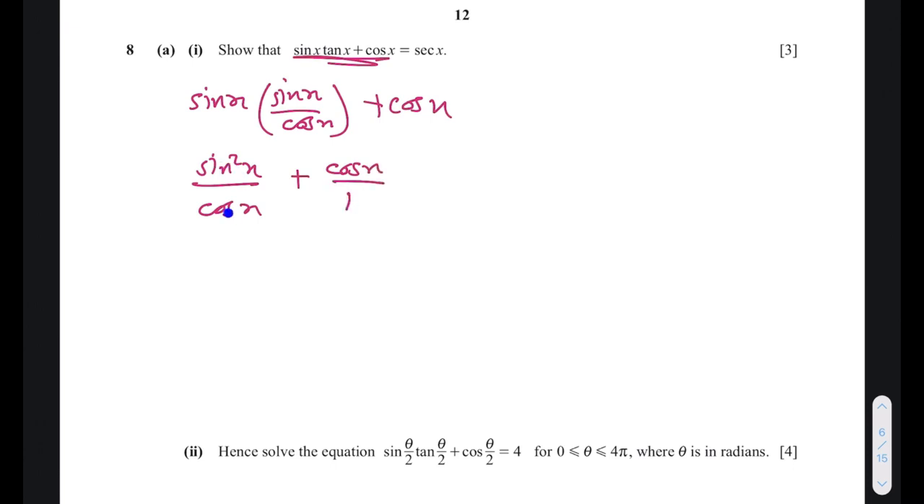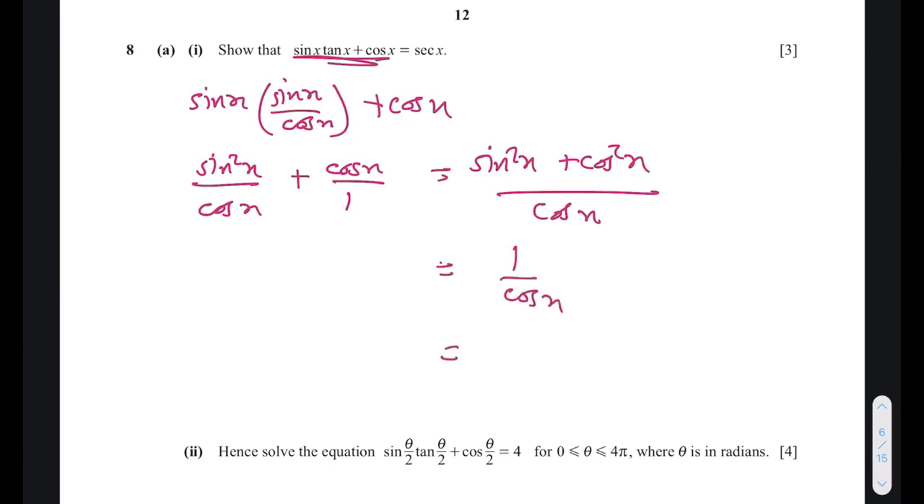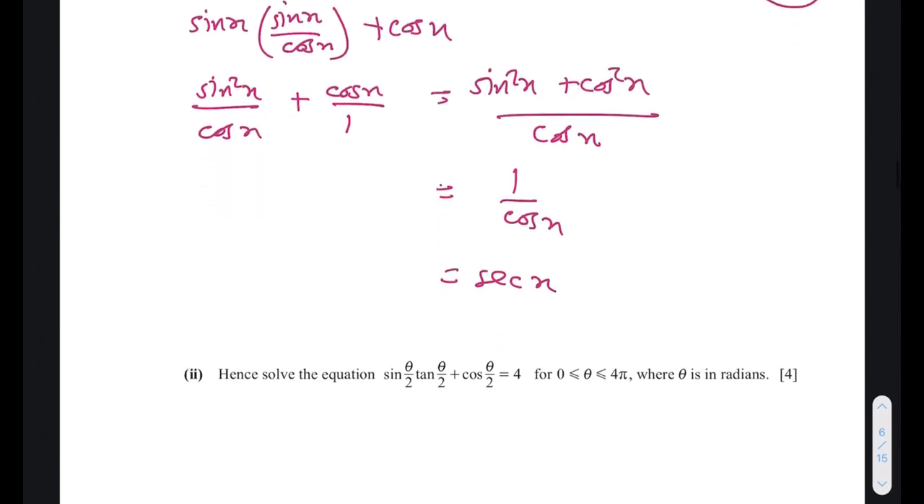So I'll just do this times that over this times that. Okay, so that will give me sine square x plus cos square x over cos x. Now sine square plus cos square, that's 1. So you have 1 over cos x giving you sec x, and you have your 3 marks. Really, really cool. Like I said, I like the show.